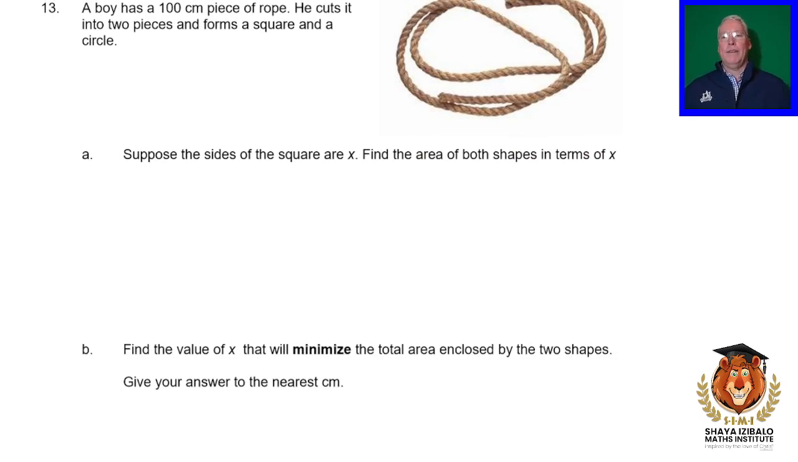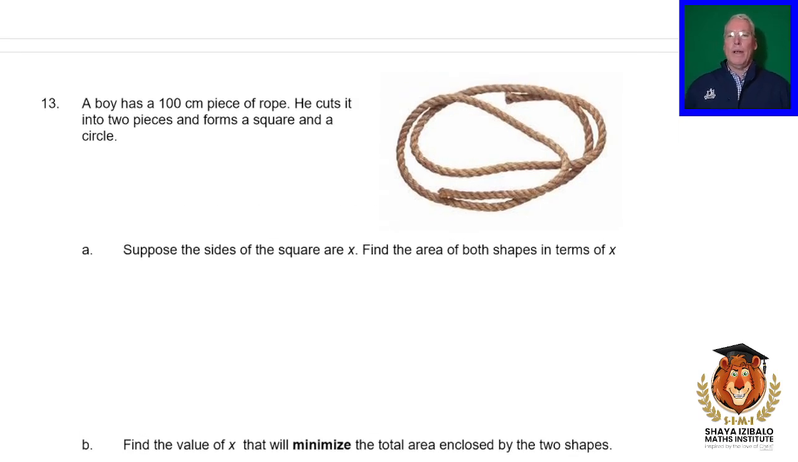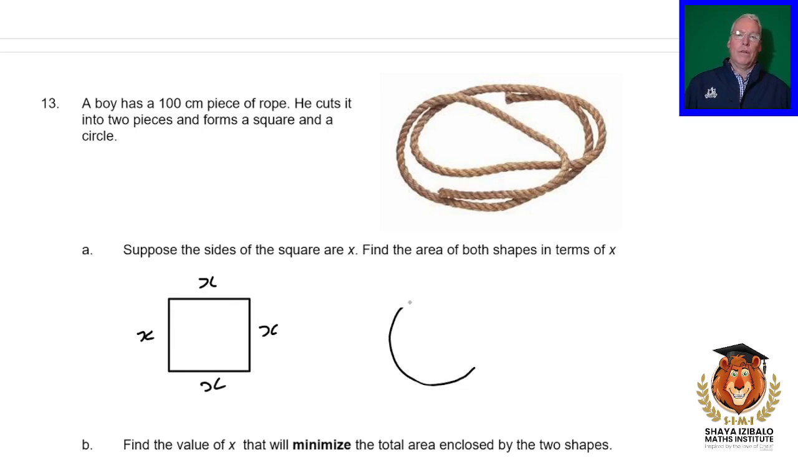A boy has a 100 centimeter piece of rope. He cuts it into 2 pieces and forms a square and a circle. Okay, so suppose the sides of the square are x. X, X, X, X. How much rope does he have left for the circle? Well, he had 100 centimeters and he's used 4x here. So the circumference of this is 100 minus 4x.